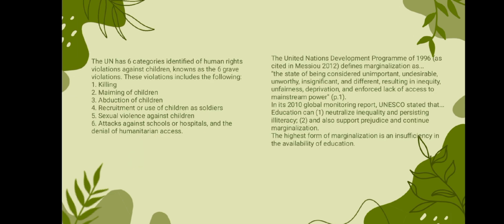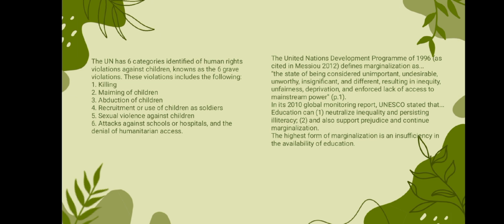The UN has identified six categories of human rights violations against children, known as the six grave violations. These violations include the following. First is killing and maiming of children, abduction of children, recruitment or use of children as soldiers, sexual violence against children, and lastly, attacks against schools or hospitals and denial of humanitarian access.